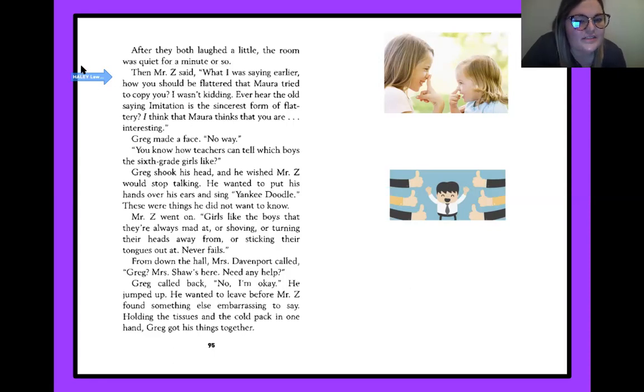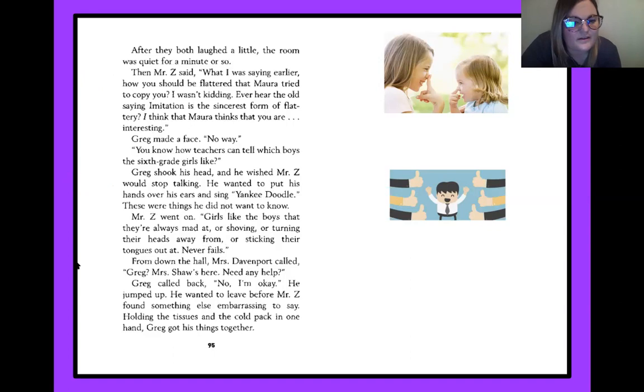Greg made a face. No way. You know how teachers can tell which boys the 6th grade girls like? Greg shook his head and he wished Mr. Z would stop talking. He wanted to put his hands over his ears and sing Yankee Doodle. These were things he did not want to know. Mr. Z went on. Girls like the boys that they're always mad at or shoving or turning their heads away from or sticking their tongues out.